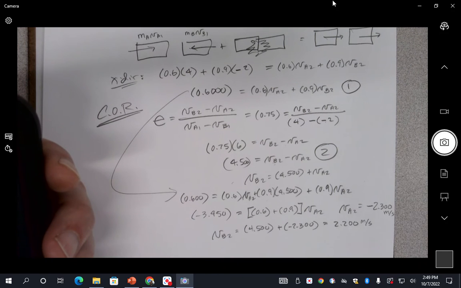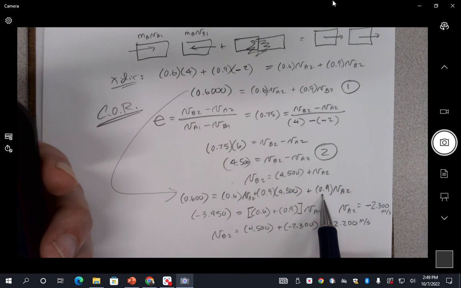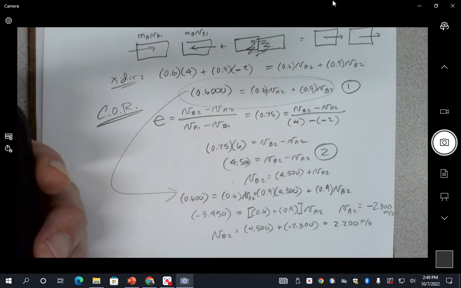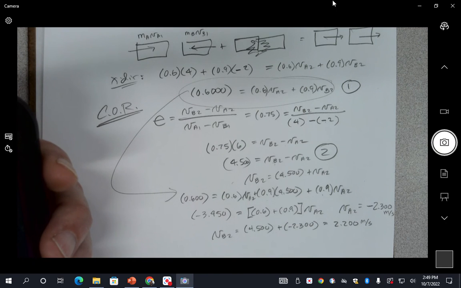Why are we including the 0.9 VA2 on the third line? Right, but we just solved for VB2, so wouldn't it just be 0.9 times 4.5 plus VA2? Never mind, I'm stupid. No problem. It's cool. These are good questions.